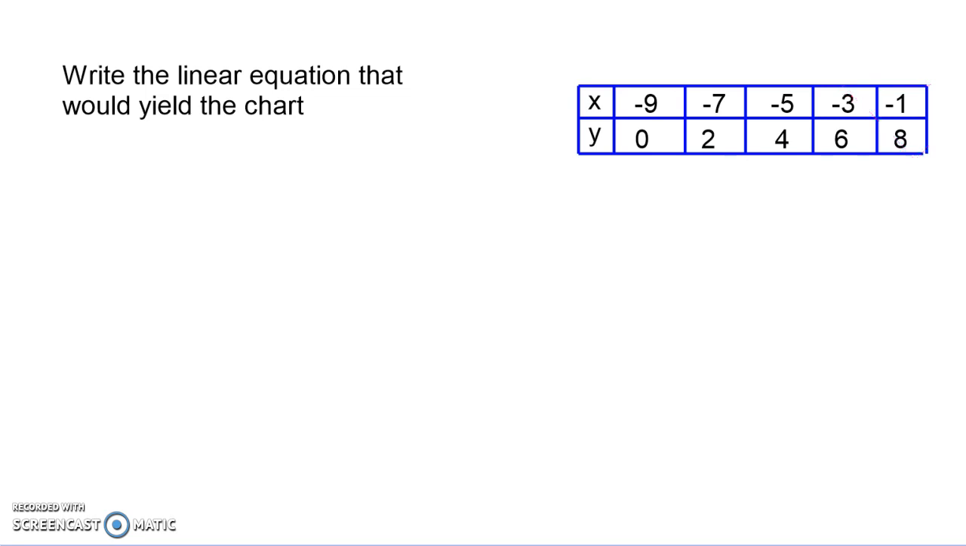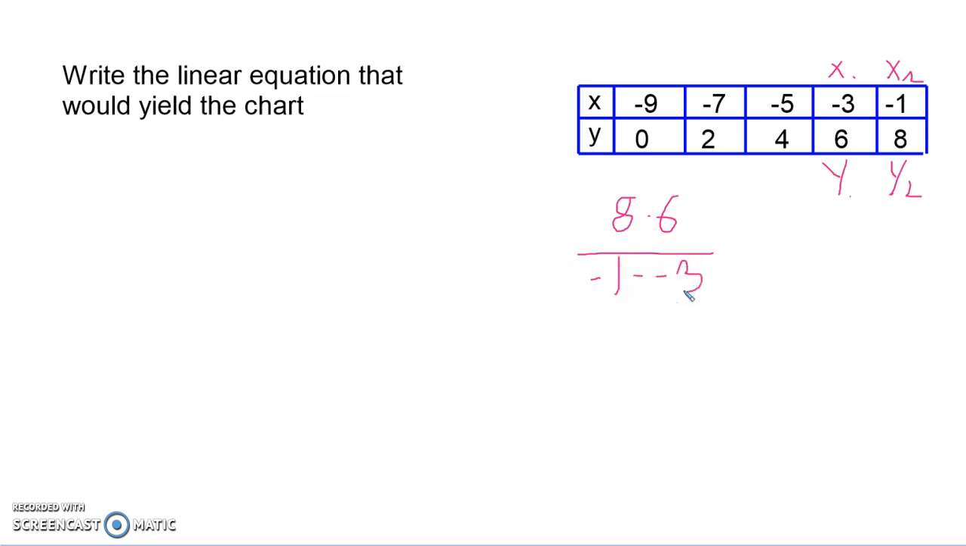With these last 2 points, I'm going to label them x1, y1, and x2, y2. And I'm going to plug them into our slope equation, which is y2 minus y1 divided by x2 minus x1. So y2 is 8, so we're going to have 8 minus y1, which is 6, divided by x2, which is negative 1, minus x1, which is negative 3.